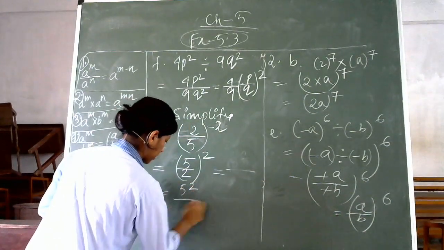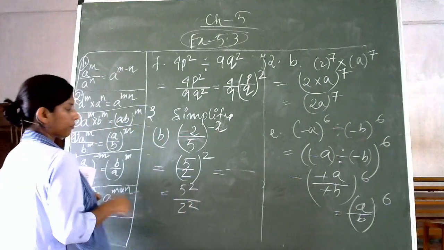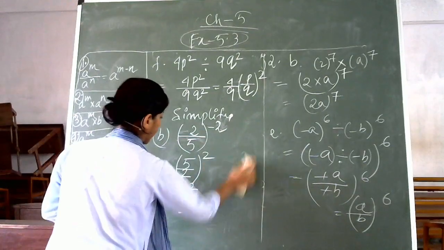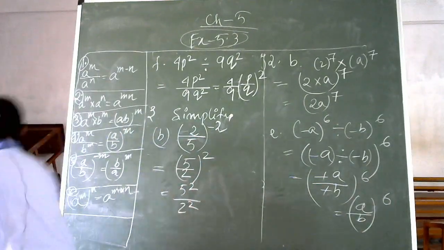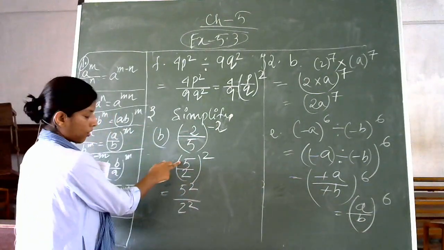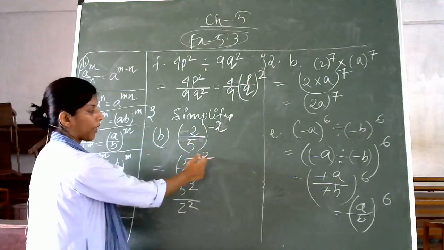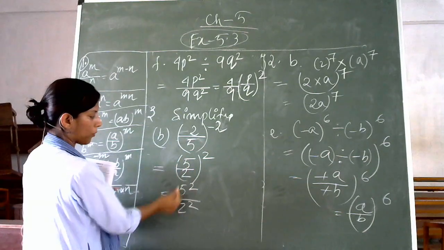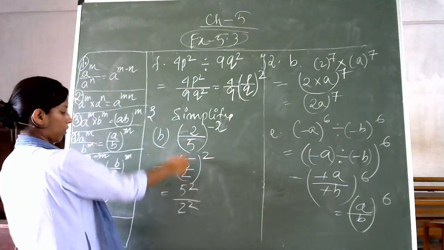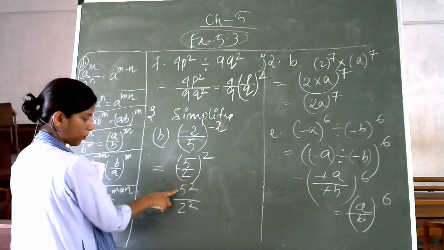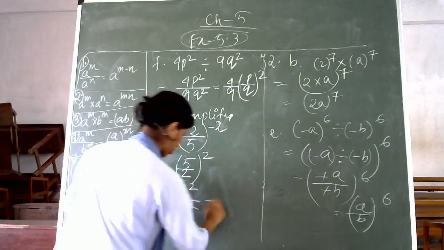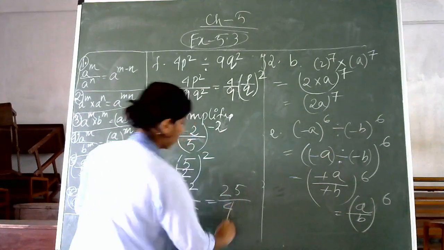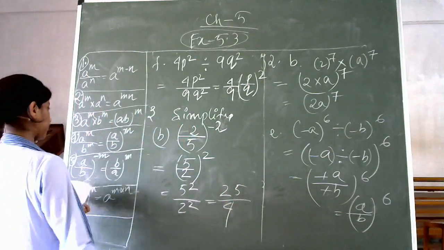We can separate it now. What I am doing here, I am separating the power. It's 5 by 2 whole square, right? So I can write it like this. This whole bracket square means what? This to the power 2, it will be working on 5 and it will be working on 2 as well. It will be working on both of these. So 5 to the power 2 and 2 to the power 2. So 5 square is 25, 2 square is 4. So this will be the answer.